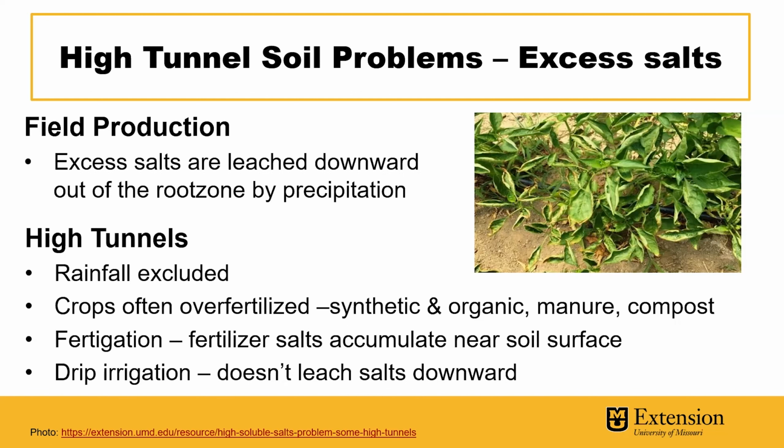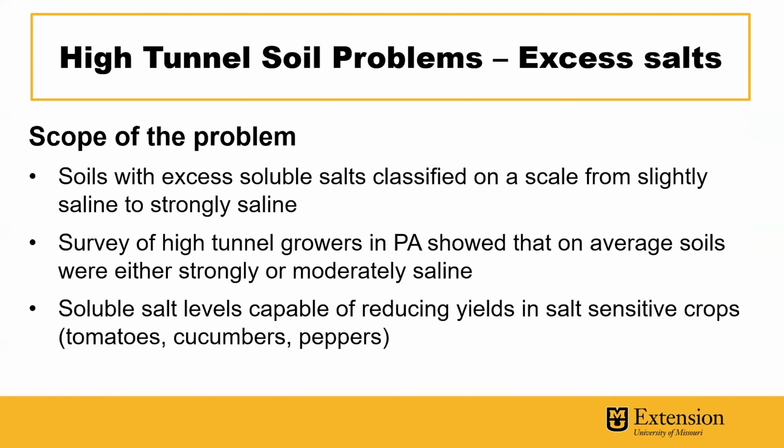It's important to note when we talk about excess salts, we're not talking just about sodium, but we're talking about fertilizer salts such as nitrate, calcium, and magnesium. When drip irrigation is used in high tunnels, not enough water is added to leach these salts downward out of the root zone. Soils with these excess soluble salts are classified on a scale from slightly to strongly saline. In a survey of high tunnel growers in Pennsylvania, it was shown that on average, their soils were either strongly or moderately saline. These soluble salt levels found in Pennsylvania were capable of reducing yields in our common high tunnel crops, such as tomatoes, cucumbers, and peppers.